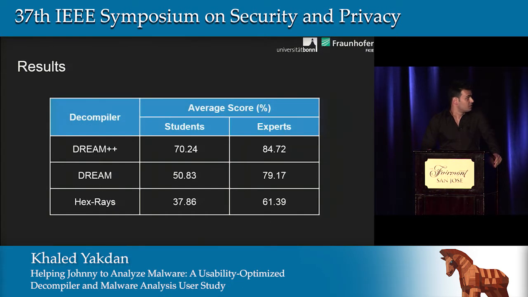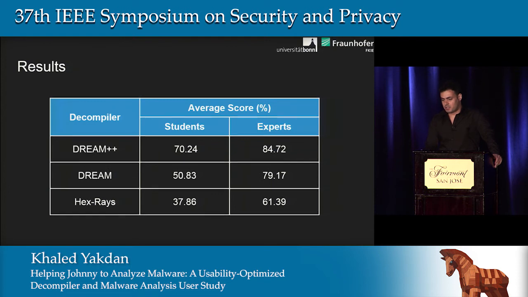Here the table shows the results, the average scores achieved during the study. The columns show the two groups of participants, and for each cell you see the average score achieved by each group for each decompiler. In both groups, participants performed better using DREAM++ than with DREAM, and better than Hex-Rays. And unsurprisingly, in all of the tests, the experts were better than the students.